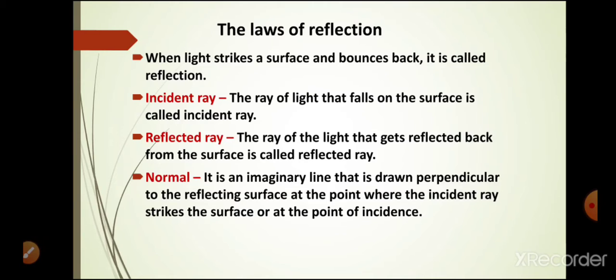Then next term is an incident ray. What is an incident ray? Students, whenever a ray of light falls on the mirror, or you can say strikes the mirror, that is called the incident ray. Then reflected ray. It is a ray of light that bounces back after striking the mirror, that is called the reflected ray. Then normal. Normal is an imaginary line drawn perpendicular to the surface of the mirror at the point of incidence, that is called the normal.